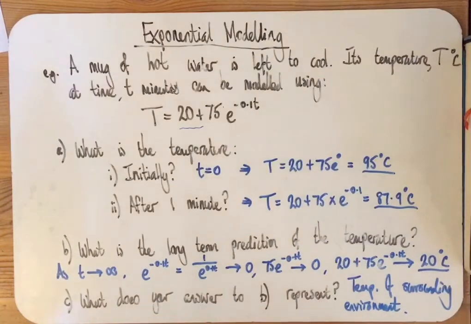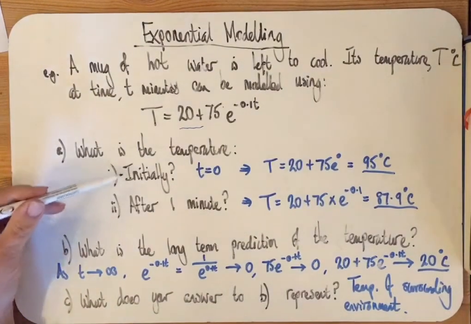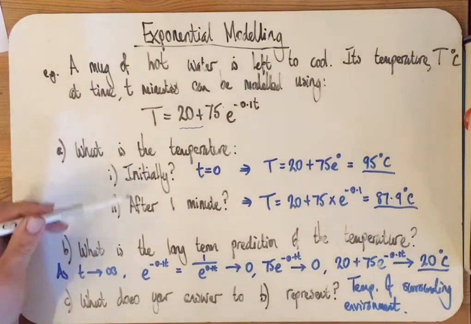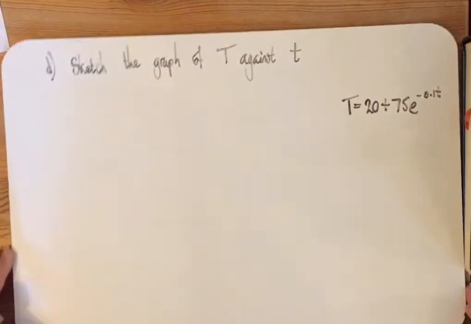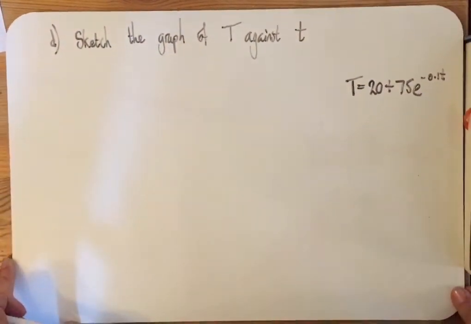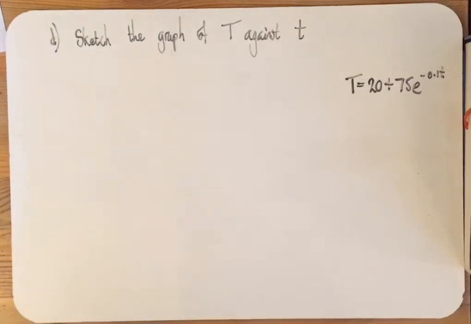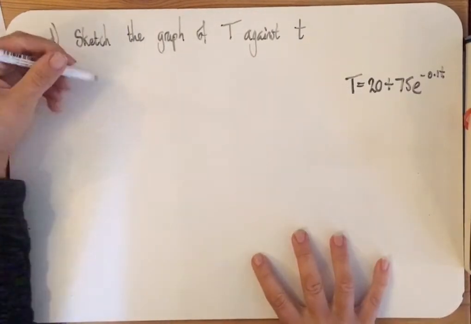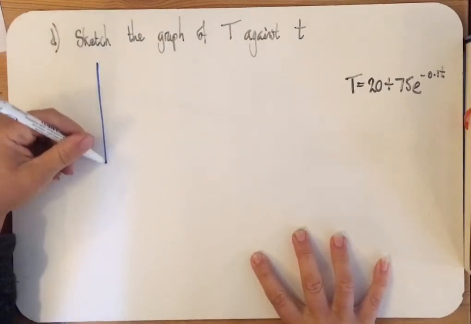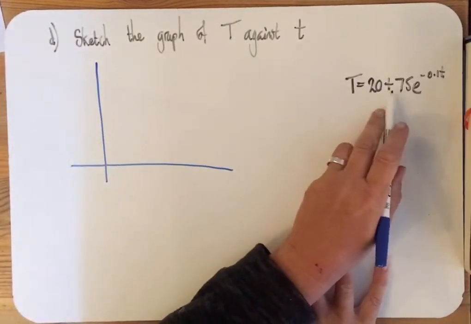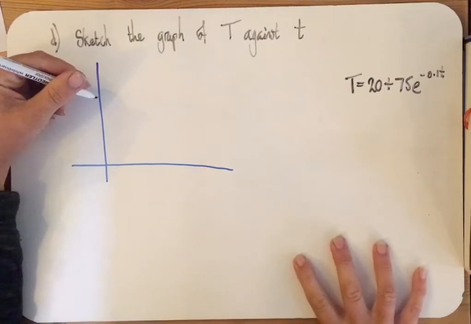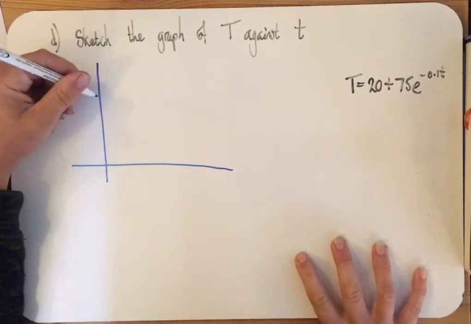And then sketching the graph. If you're quite comfortable with your curve sketching, you could answer some of these questions from a sketch as well. So that's the other option. So for this one, you can use what you've done, or the way we've been sketching these. So when t is 0, 20 plus 75 is 95. And that's the initial temperature of the drink.